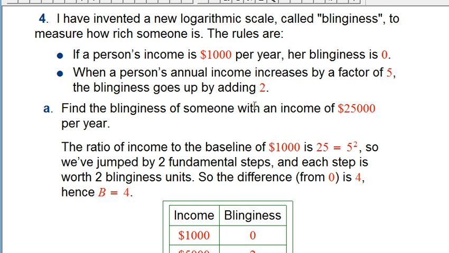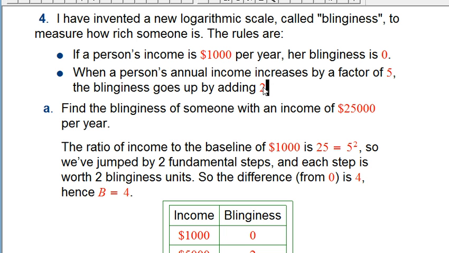Okay, so let's work with that. So let's find the blinginess of someone with an income of $25,000 per year. So the key is to, on the income side, we're always going to be taking ratios, and then we're going to extract from those differences of the blinginess. So the ratio here is 25. That's 5 squared. So what has happened is we've taken somebody with $1,000 per year, we multiply that by 5 once, and then again twice. So this is how many fundamental steps we're doing. And each step is worth 2 blinginess units.